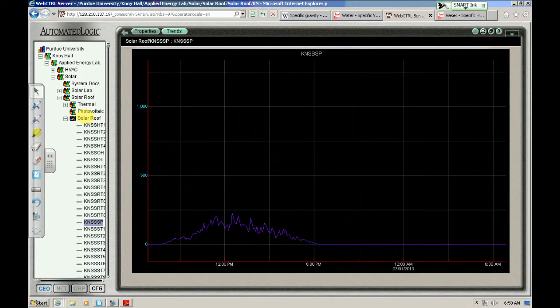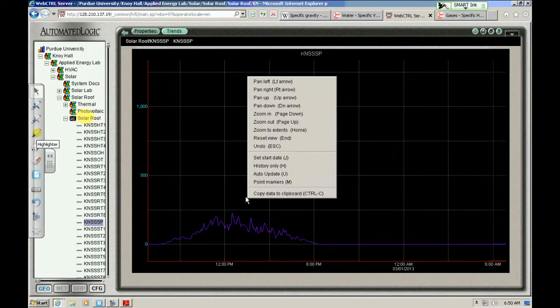You can go ahead and right-click and copy data to the clipboard, pull that over to Excel, look at it over a time period, and then that will give you your approximation equation, which you can then take the integral therein of. Okay.